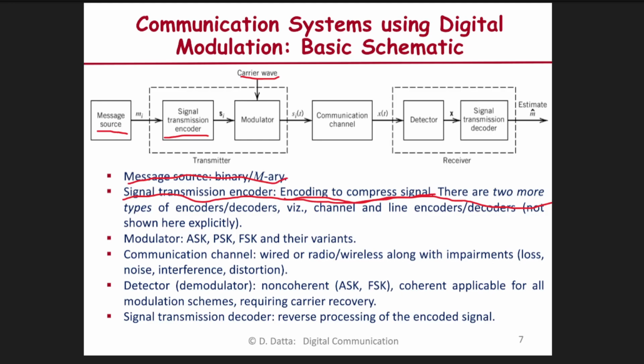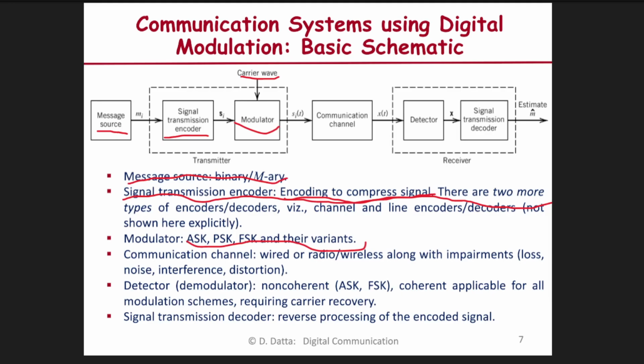Okay, so these are the 3 codings that you really get to employ in digital communication systems. One of them is source coding, where you compress the signal, then channel coding to fight the noise, and line coding to make recovery of clock and carrier easier. And then the modulator we have discussed at length, that it can be ASK, PSK, FSK, and their variants.